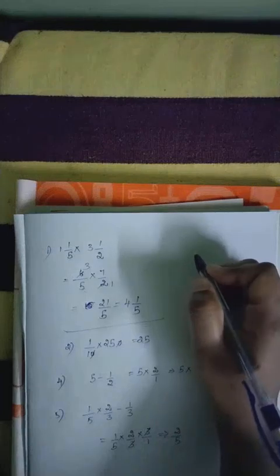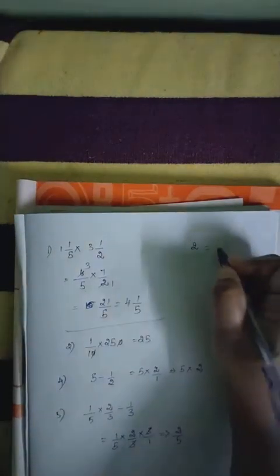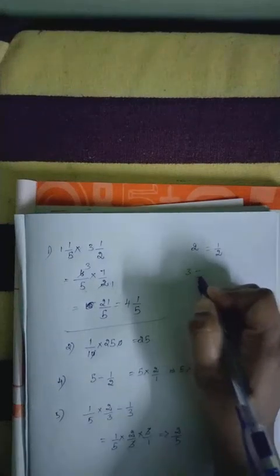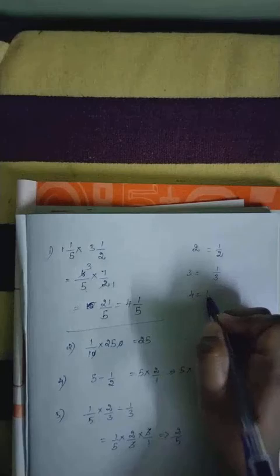Just take a natural number 2. What is the reciprocal of 2? Reciprocal of 2 is 1 by 2, right? What is the reciprocal of 3? It is 1 by 3. What is the reciprocal of 4? It is 1 by 4. This 1 by 2, 1 by 3, 1 by 4 are all positive unit fractions.